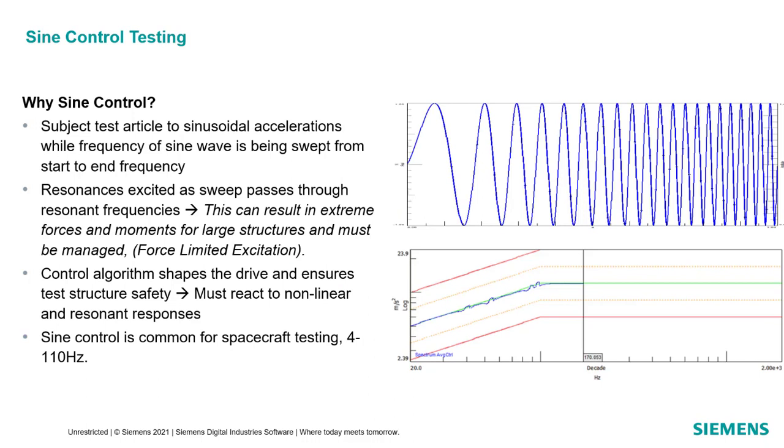So why sine control? Well, you want to subject the test article to sinusoidal accelerations based on the operational conditions. In this case, we're going to talk about sine sweeps and controlling those sine sweeps. As you sweep up through, the likelihood of hitting a resonance in the structure or the system is quite likely. Especially in spacecraft testing, you can hit the structural resonances, and this can result in extreme forces at the connection points. This can lead to some over-testing.